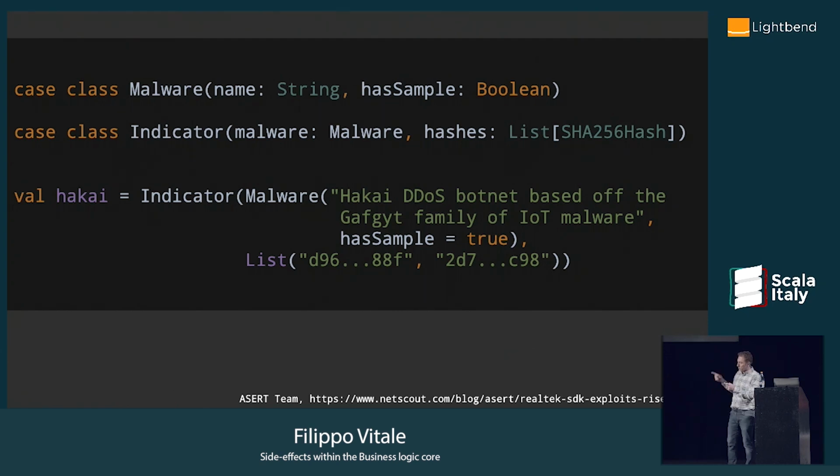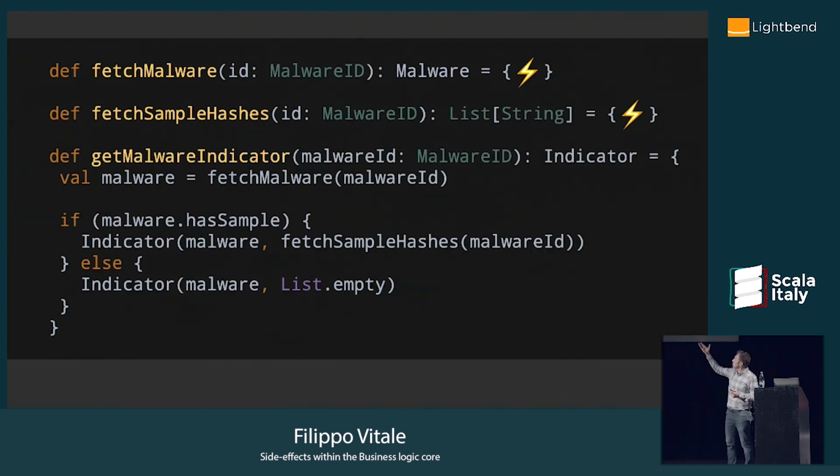So let's say this function could be something like get the malware indicator. What it does, you fetch the malware from one system, and then you check if you have samples from maybe another system on a different company as well, and then if that is the case, you create an indicator and you pass that back to the user, okay? This is a simple example that actually shows you that we have two different methods there, fetch malware and fetch sample hashes. They have an effect, okay?